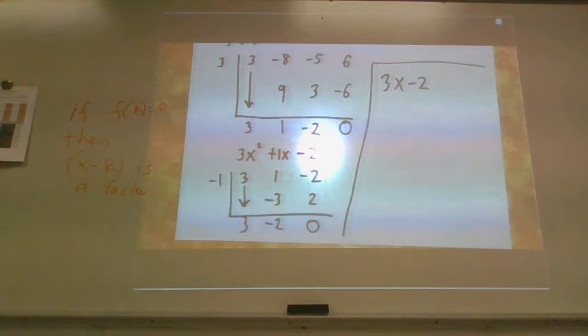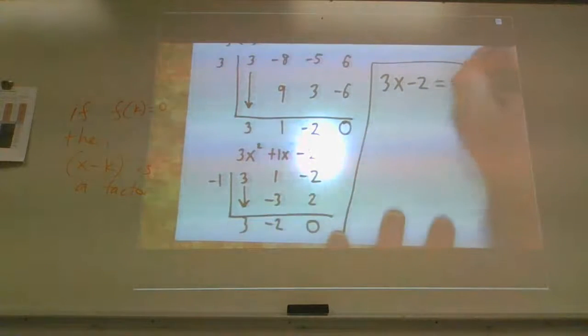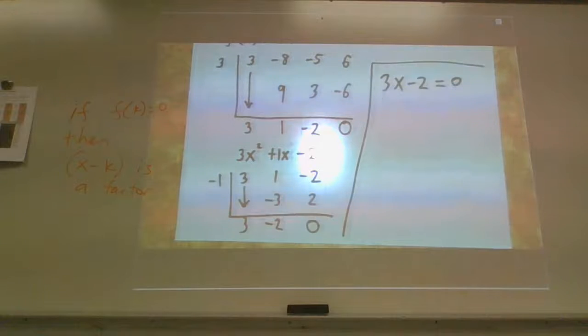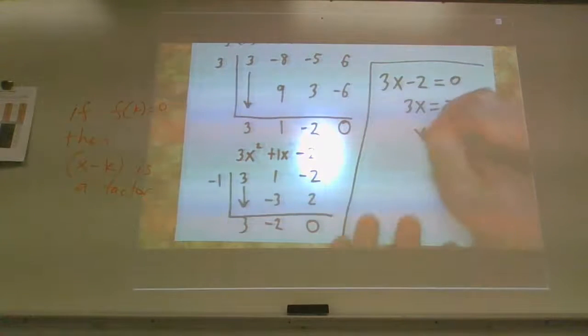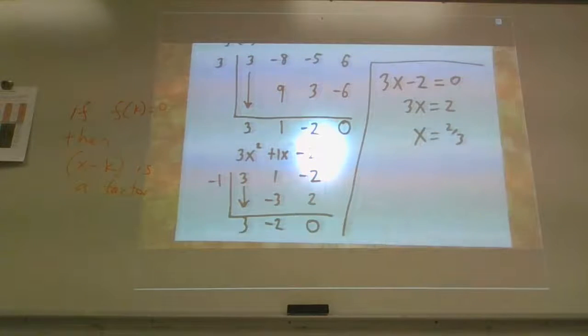And here's the thing. I'm done using synthetic because you could just solve this. Set it equal to 0. Add 2. Divide by 3. There's the exact number. I know you guessed 0.75 and you guessed 0.5. It was actually the decimal 2/3. Yeah, I know, isn't that weird?